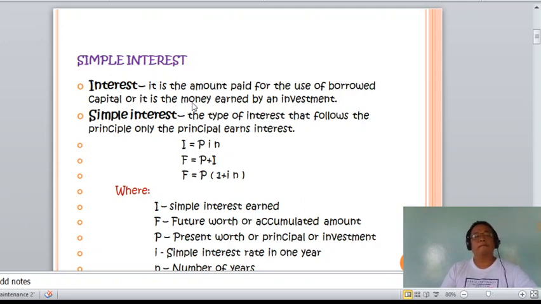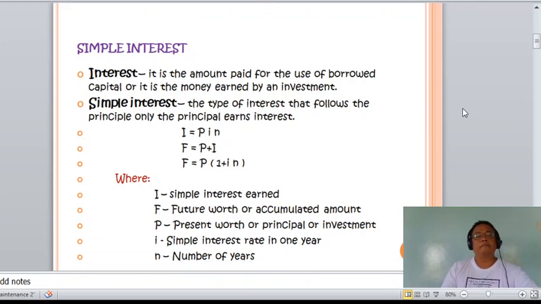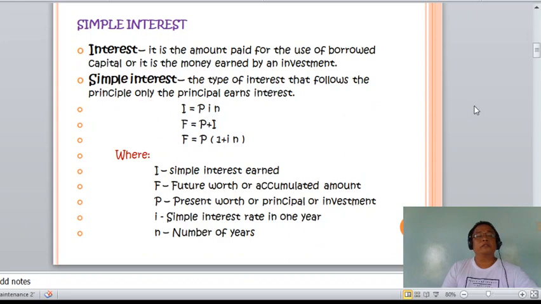Or simply, the future amount is equal to the present amount multiplied by the factor 1 plus i multiplied by n. Here, I is the simple interest earned, F is the future worth or the accumulated amount, P is the present worth or principal of the investment, i is the simple interest rate in 1 year, and n is the number of years.